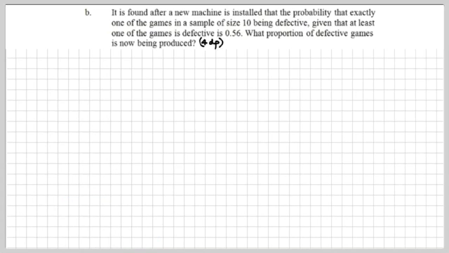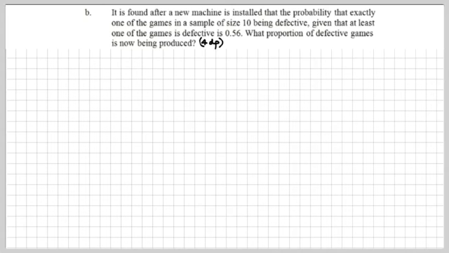Now, it is found that after a new machine is installed, the probability that exactly one of the games in a sample of size 10 is defective, given that at least one of the games is defective, is 0.56. What proportion of defective games is now being produced? Okay, and we want the answer to 4 decimal places. Well, this is an interesting situation where I think we have to go backwards. We have to go backwards from the multiplication rule to work out an unknown value of p. Okay? This shouldn't be a problem.